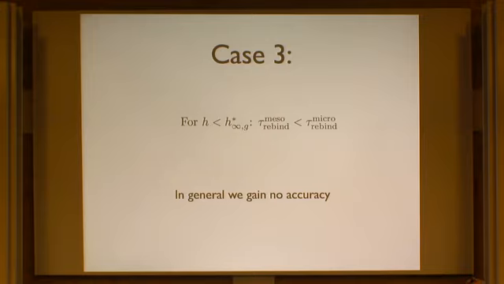The third case is analogous to the local case. In this case, this mesoscopic local rebinding time will be smaller than the microscopic rebinding time. So in general, we can't expect to gain any accuracy by going below this. This will actually approximate this worse than we do for h greater than this.